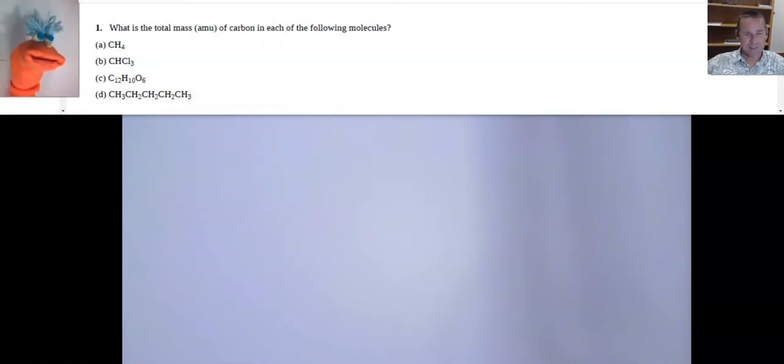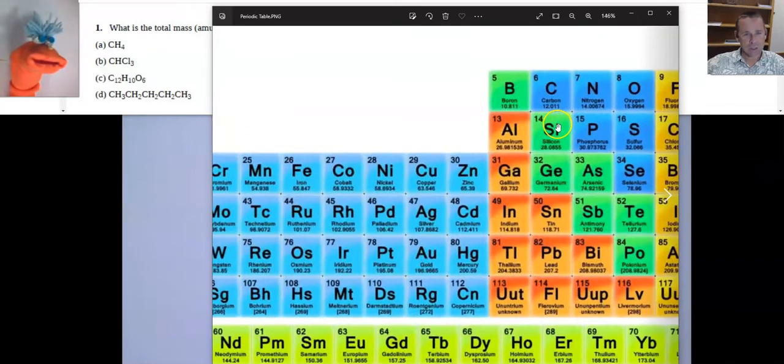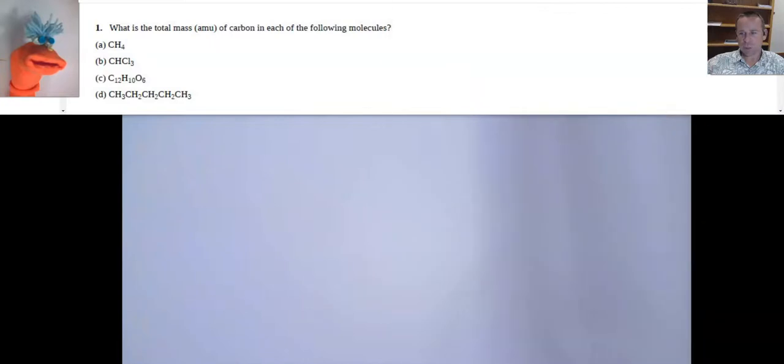All right, chapter 3, number 1. What's the total mass in atomic mass units of carbon in each of the following molecules? What does that mean? Well, they want to know how much of the total mass is being contributed by carbon. So we use our periodic table to identify what mass carbon has. Oh, I know. It has 12. Okay, good. So there's our mass right there, 12.0. We'll use that 12.0.